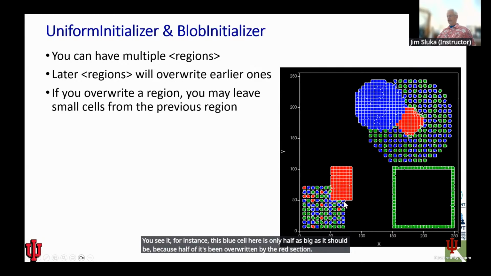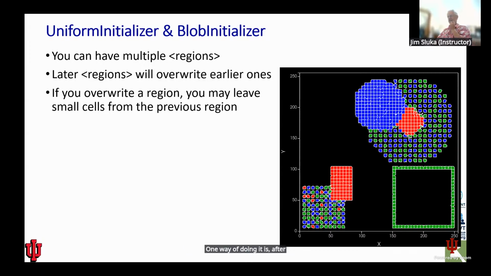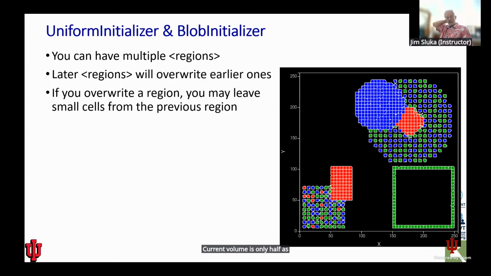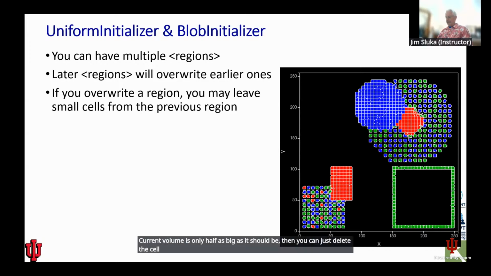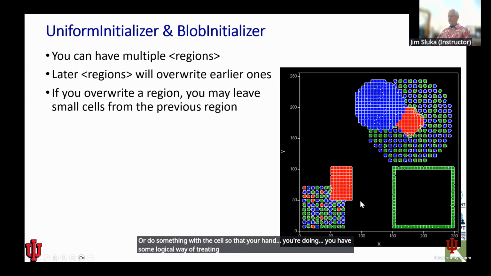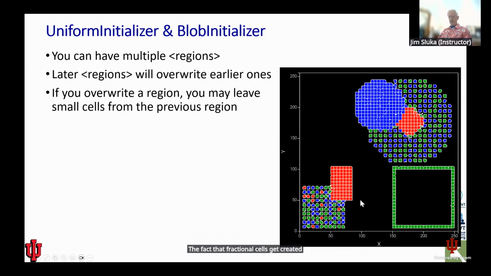You probably need code to deal with that. One way of doing it is after you've done all your layouts in your Steppable, iterate over all of your cells and look at how big the cells are. If a cell is much smaller than it's supposed to be because it's been overwritten by something else, you don't even have to figure out what it was overwritten with. You just say, this cell's current volume is only half as big as it should be. Then you can just delete the cell, or do something with the cell so that you have some logical way of treating the fact that fractional cells get created when you're overwriting in this way.